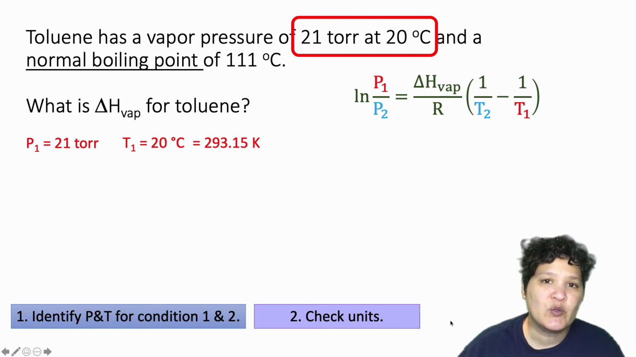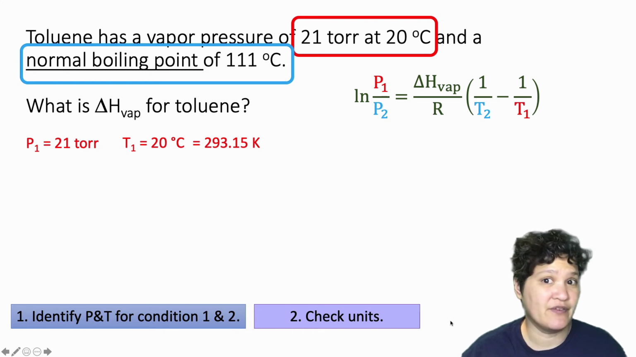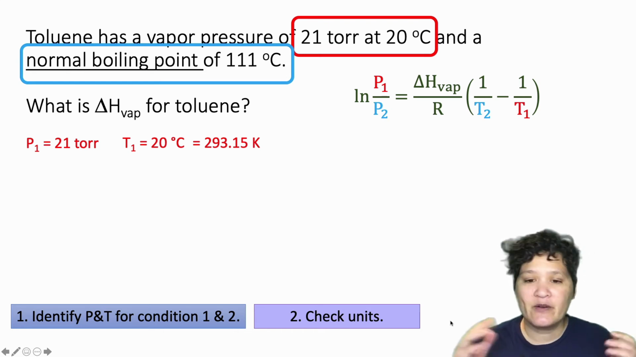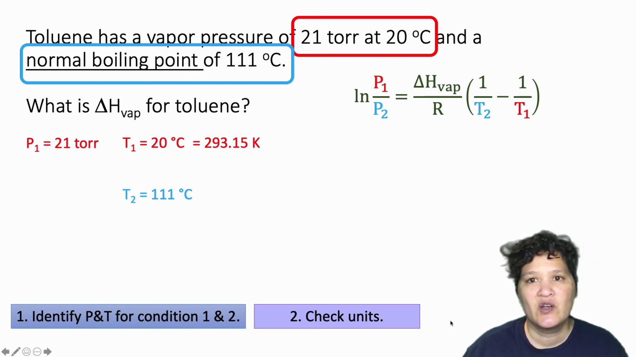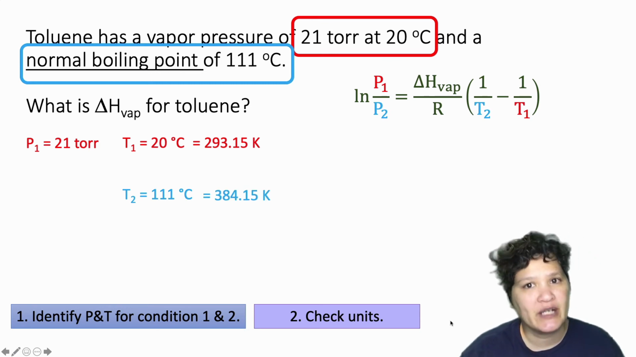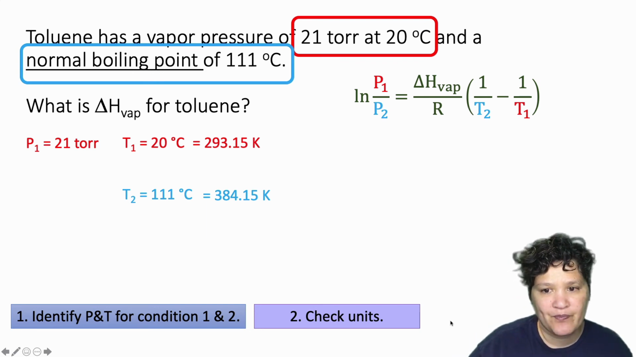Now we need another pressure and temperature set for condition 2, and here's what we've got according to the problem. There is an obvious temperature here. T2 is 111 Celsius, which we can translate into 384.15 Kelvin. But what about our pressure?